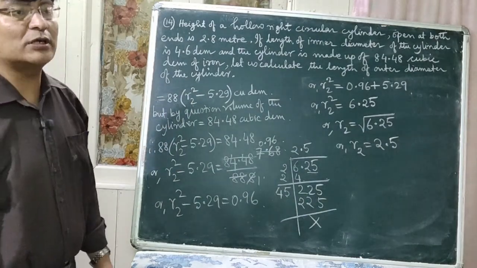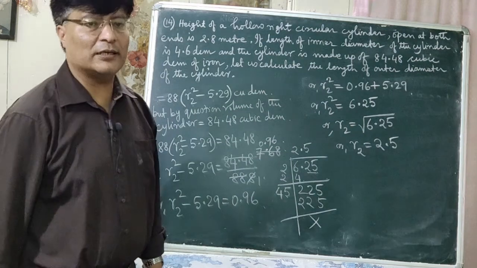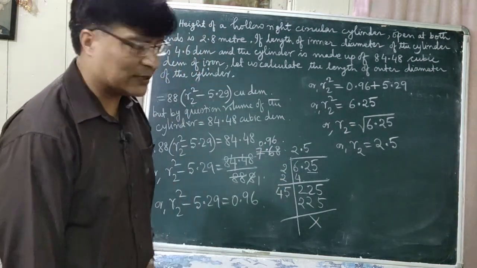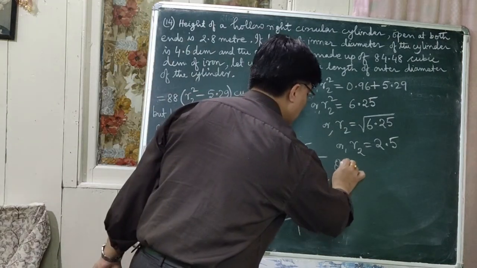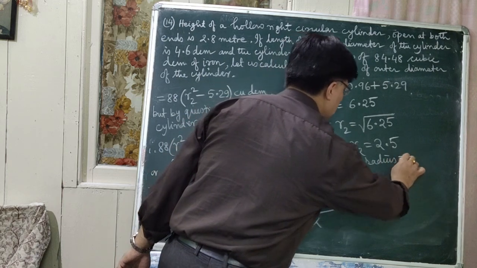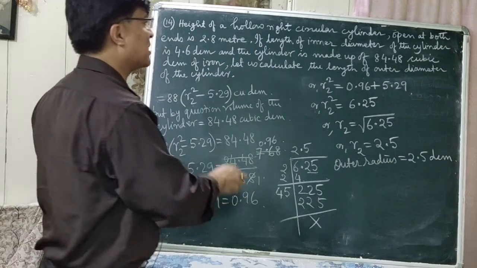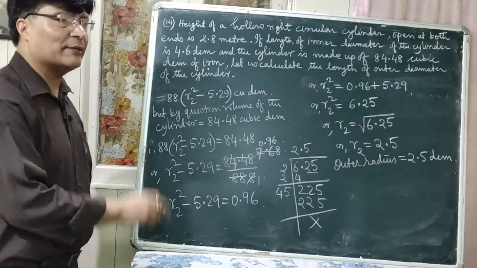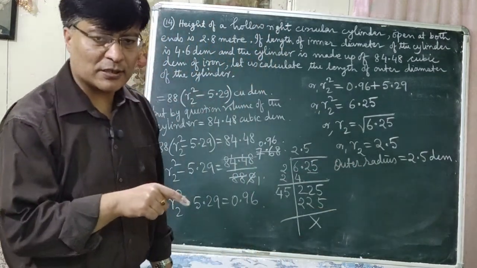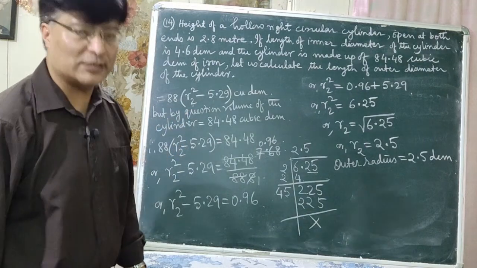So, this is the outer radius of the cylinder. So, what is the outer radius of the cylinder? It is 2.5 decimeter. Is that clear? So, write down: outer radius is equal to 2.5 decimeter. But in this case, you have to find out the length of the outer diameter of the cylinder. So how can you find out the diameter from the radius? The radius should be multiplied by 2 to get the outer diameter of the cylinder.